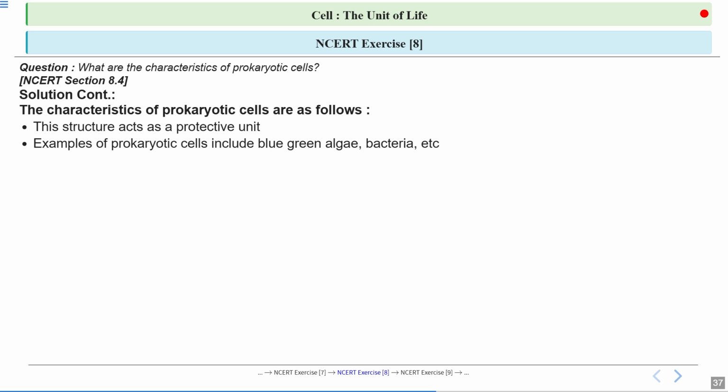So these structures protect the cell. They are a protective unit: glycocalyx, cell wall, and plasma membrane. Examples of prokaryotic cells are bacteria, obviously, and blue-green algae, which are also known as cyanobacteria. These are also prokaryotic cells, and both of them belong to kingdom Monera.